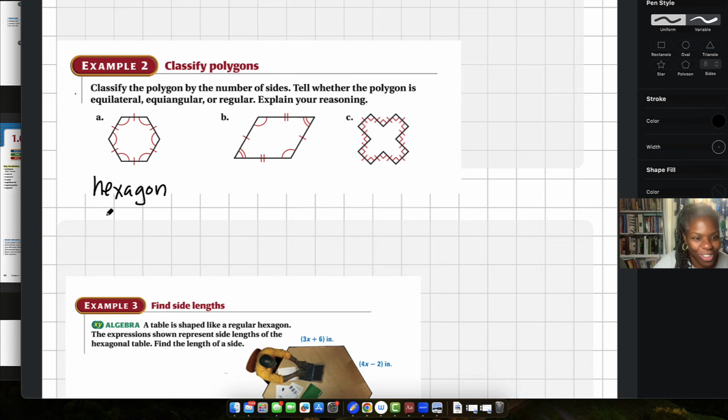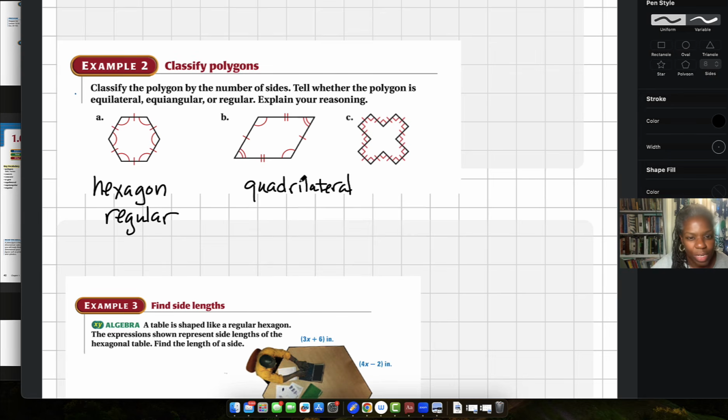And when it's both of those, we call it a regular polygon. So this is a regular hexagon. Over here, we have a 4-sided figure. 4-sided figures are called quadrilaterals. And so I'm going to write that down here.